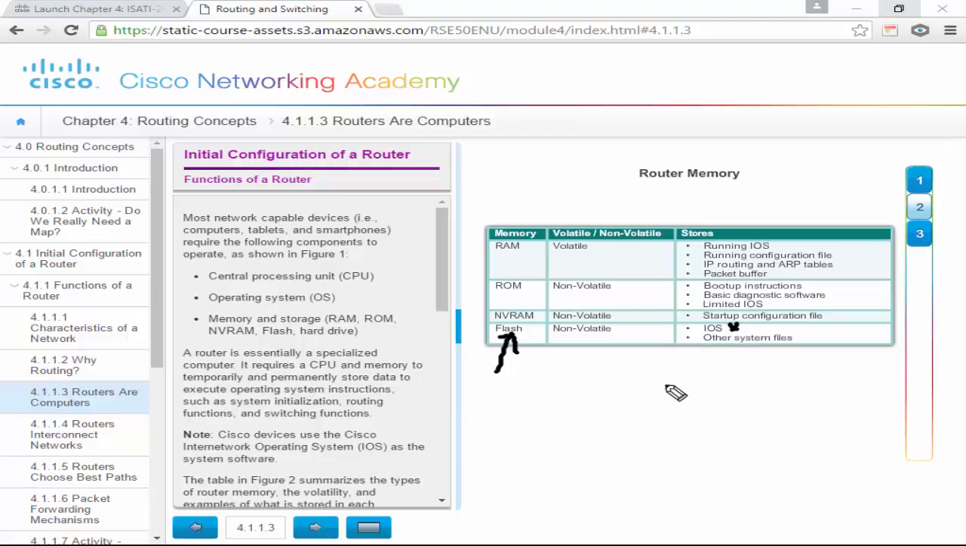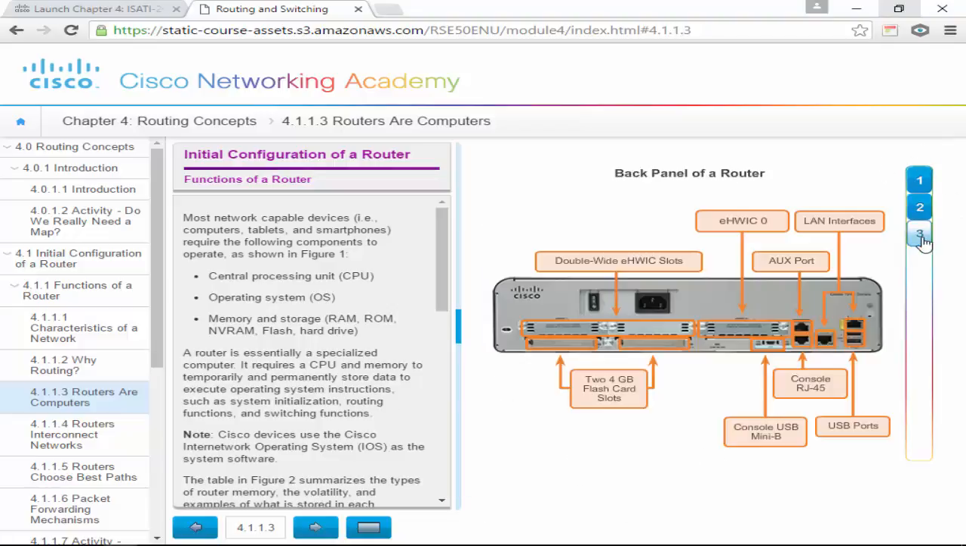So the saved IOS, if we have one, is saved in the hard drive, just like in Windows. Windows is saved in our hard drive, and then it's loaded as we boot up. And then other system files, if we're doing other things, they're also going to be saved in flash. Okay, so that's how those things work.